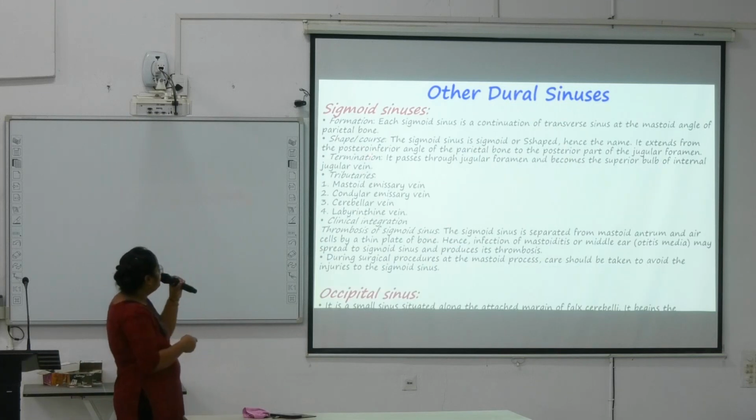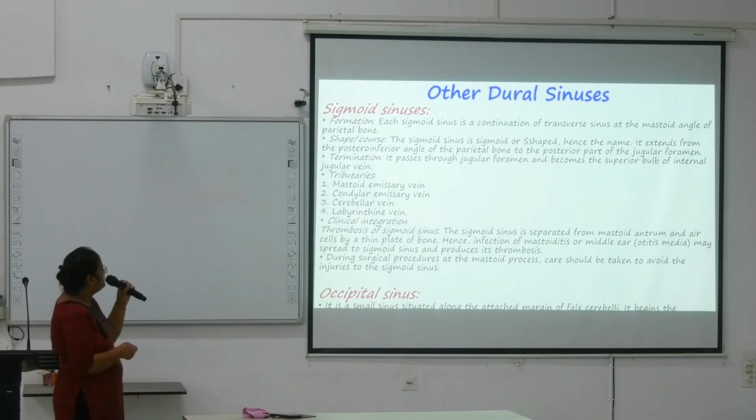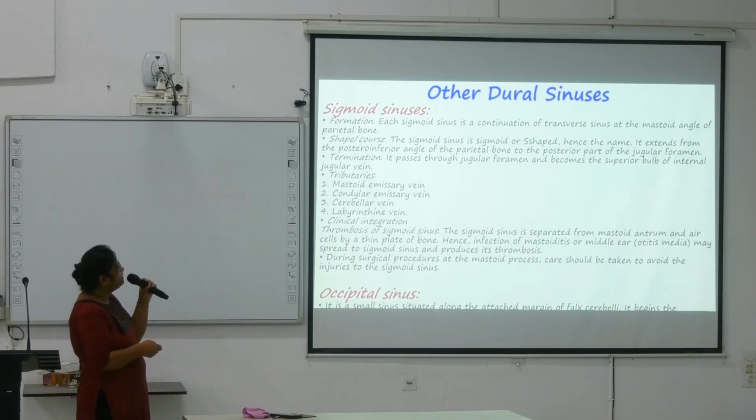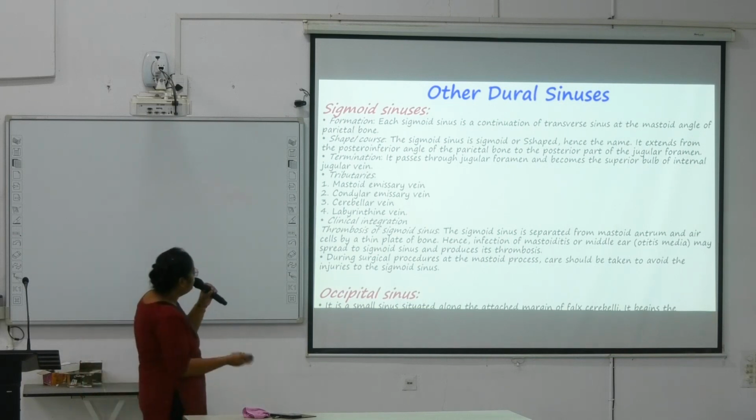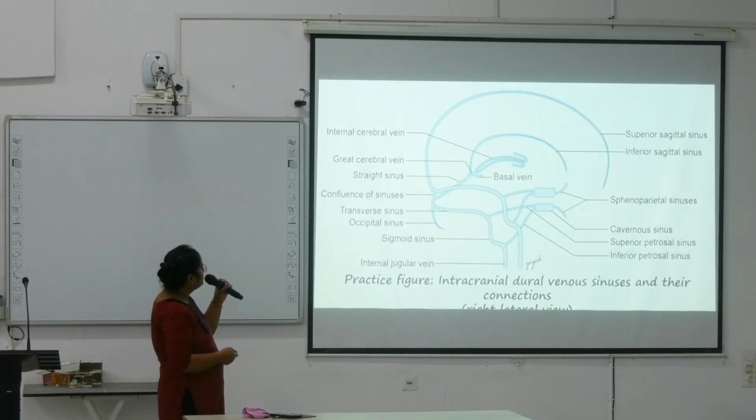Next. Okay, next is the sigmoid sinus. The transverse sinus is continuous downward as the sigmoid sinus. You see in this picture, the occipital sinus is situated along the attached margin of the falx cerebelli. Okay, next. Okay, you see in this picture.